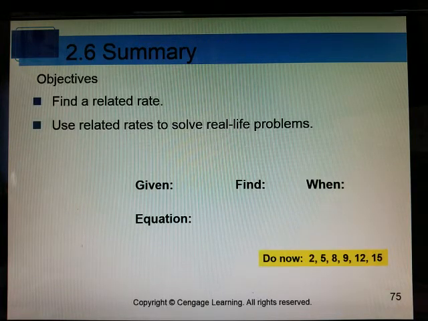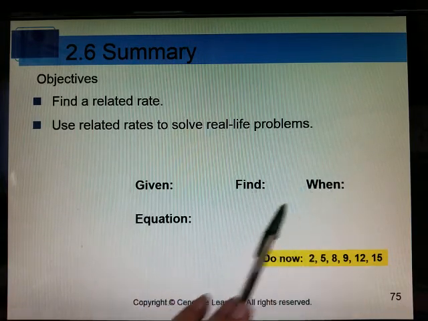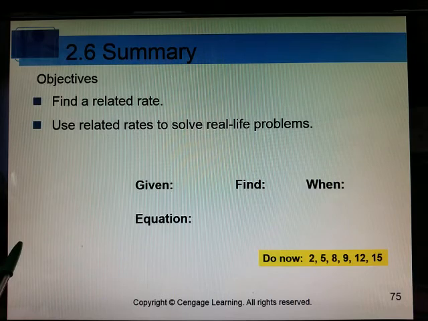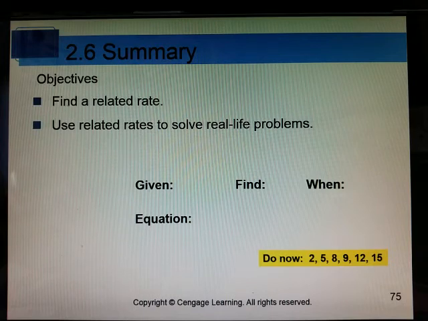So in lesson 2.6, you really need to get memorized given, find, when, and equation. This is very important, with a picture. All right, try to do these different ones. These are the very first problems that you do, please, to make sure you kind of got the concept down.